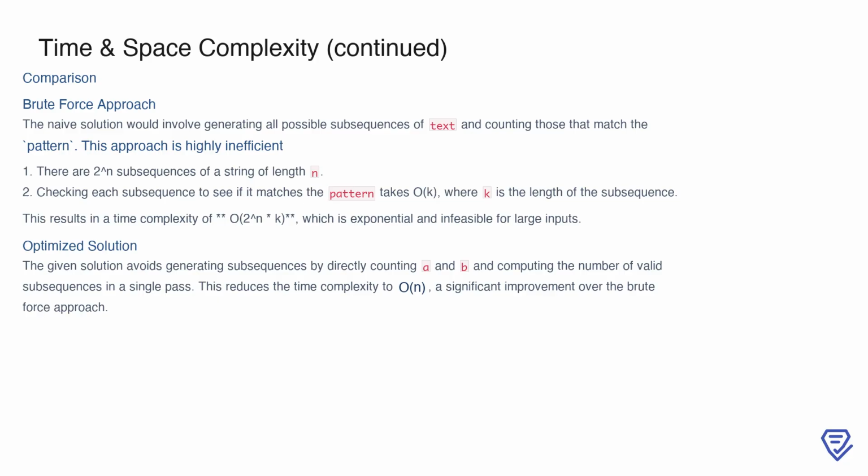impractical for large inputs. In contrast, the optimized solution avoids the need to explicitly generate subsequences. Instead, it directly counts the occurrences of A and B while traversing the string and computes the number of valid subsequences in a single pass. By reducing the time complexity to O(n), the optimized solution offers a dramatic improvement over the brute force approach.